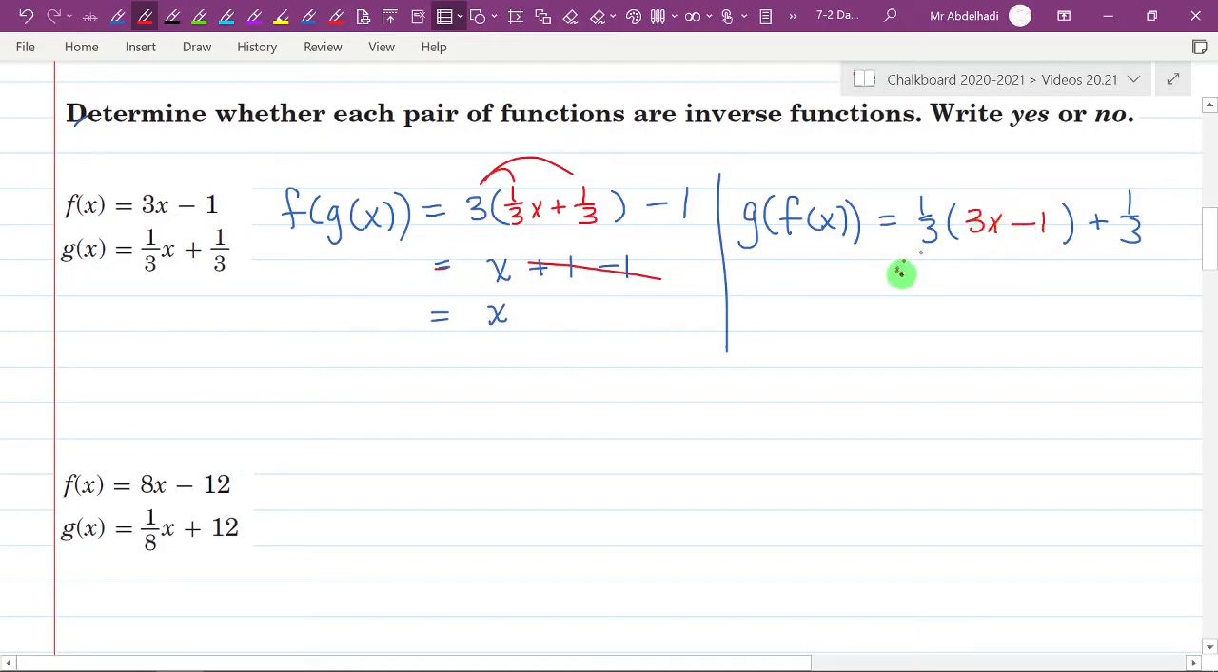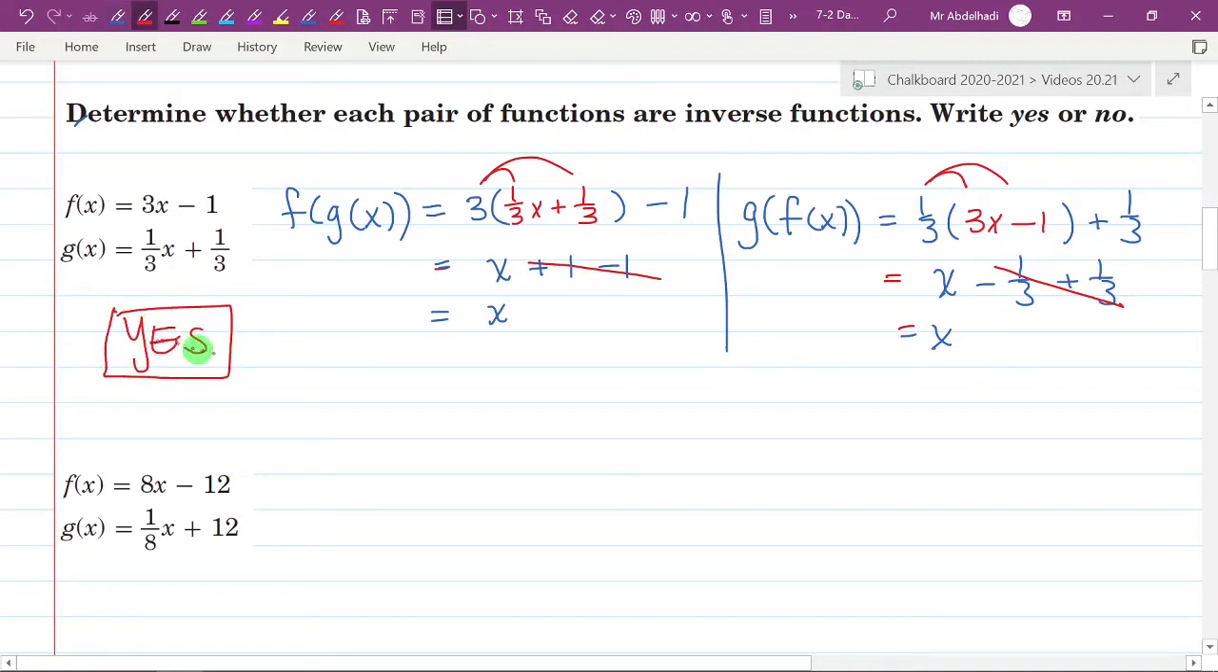3x minus 1. Now we're going to have to distribute this 1/3. 1/3 times 3 is 1, so this becomes 1x. 1/3 times -1 is -1/3, and then you have this plus 1/3 on the end here. Well, you can see these are going to cancel out, and you will get an x. Once you have an x in both directions, now and only now can you say yes and box that, because that is your answer.